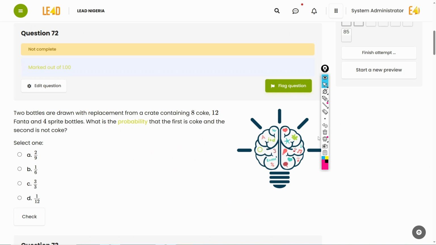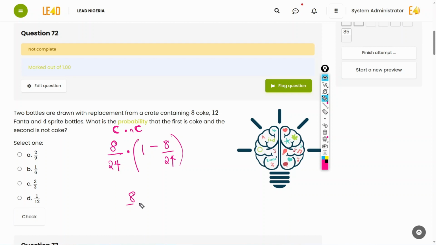72 says 2 bottles are drawn with replacement from a crate containing 8 Coke, 12 Fanta, and 5 Sprite bottles. What's the probability that the first is Coke and the second is not Coke? Okay, so we want to have, now it is with replacement, right? So that means that the total set will remain the same. So the probability that the first is Coke is going to be 8 over 24, right? So this is Coke. Then times not Coke. Not Coke would be times 1 minus 8 over 24. All right, so that's a negation of Coke.